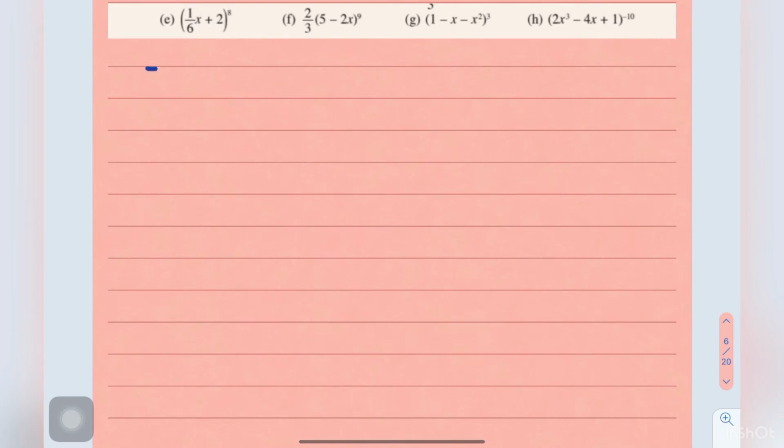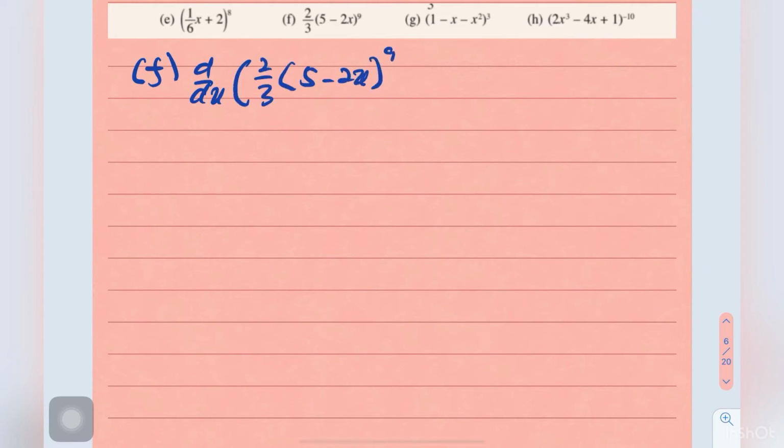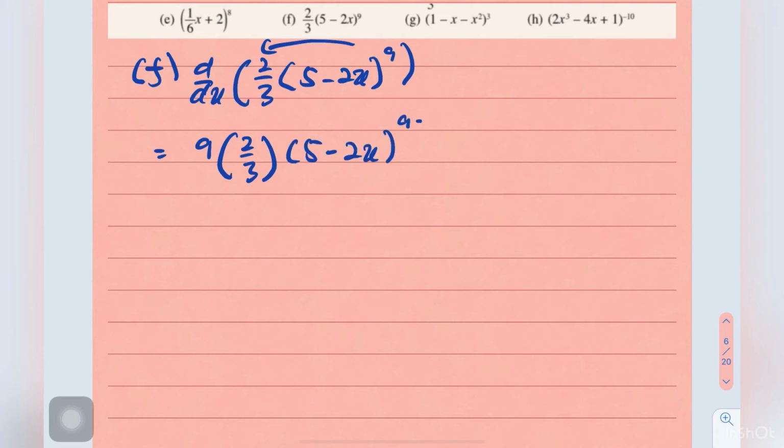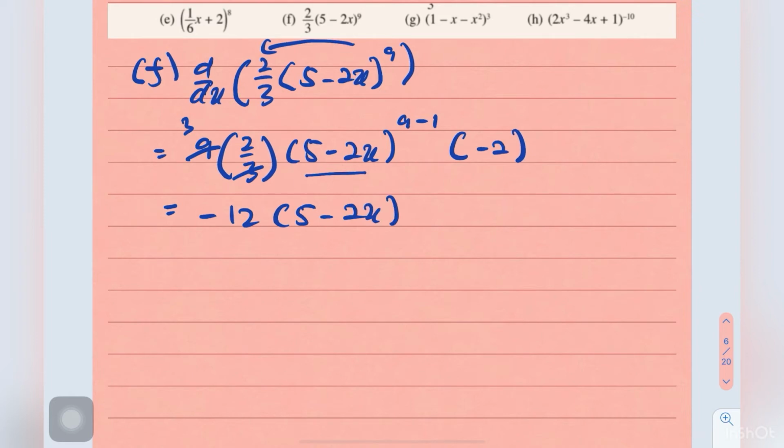Still the same question, F. Differentiate (2/3)(5 minus 2x)^9. Okay, so then we get 9 times 2/3 (5 minus 2x) to the power of 9 minus 1, times, differentiate another time, we get negative 2. Okay, 3 times 3, 3 2 is 6, 6 times negative 2 is negative 12 (5 minus 2x)^8.